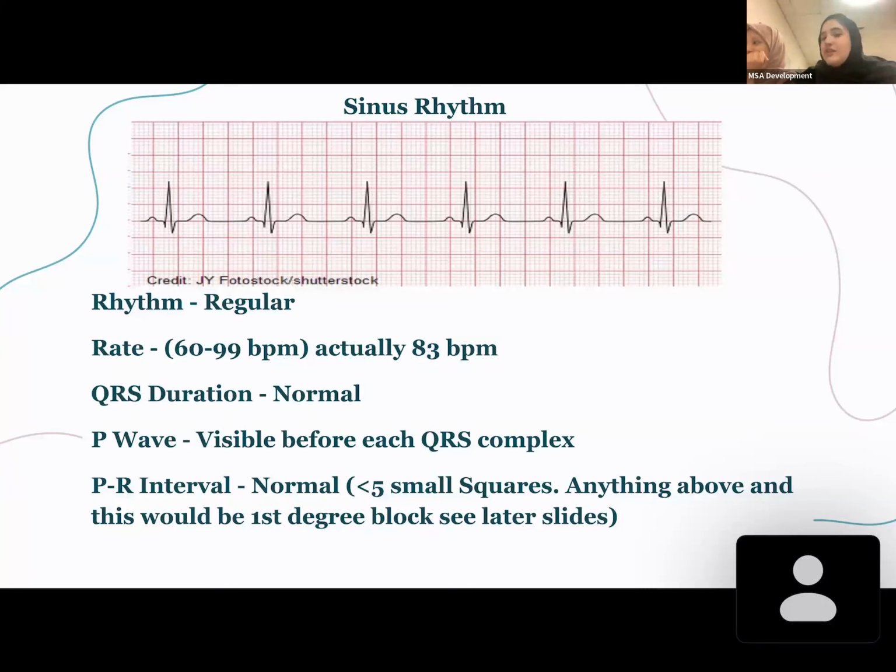The QRS duration is normal, and it's usually about 2 to 3 small tiny boxes. The P wave is visible. That's very important because if the P wave were absent, that would suggest ventricular fibrillation. If it's there and we have a lot of them before the QRS, that's atrial fibrillation. So is this clear? Is the sinus rhythm clear?